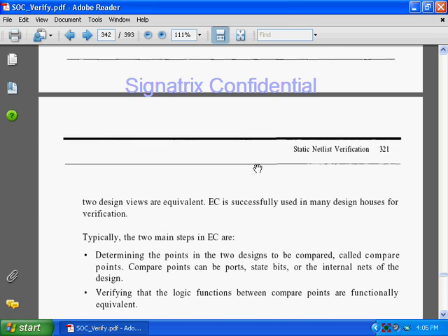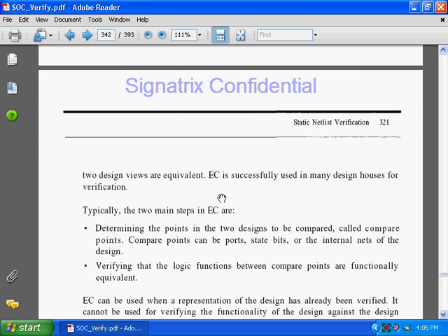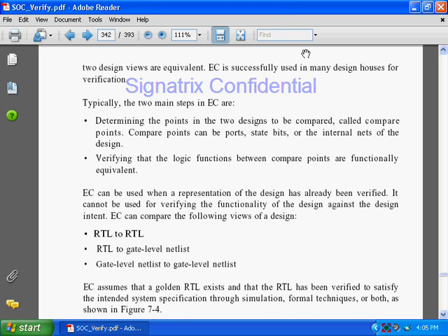EC is successfully used in many design houses for verification. So this is a normal term. What are all the steps available when we are performing equivalence checking?